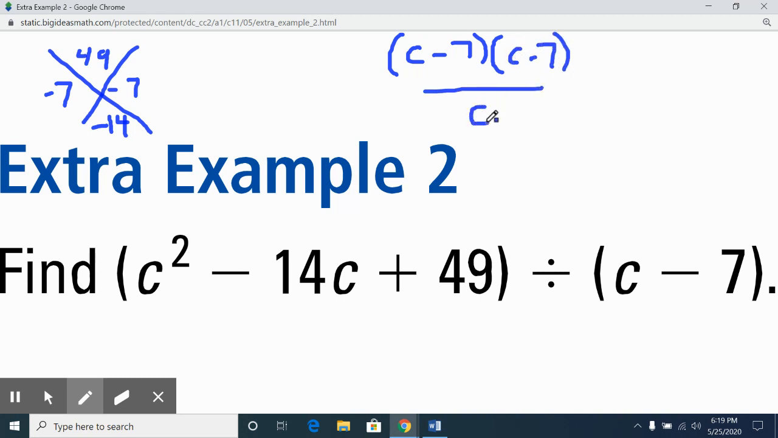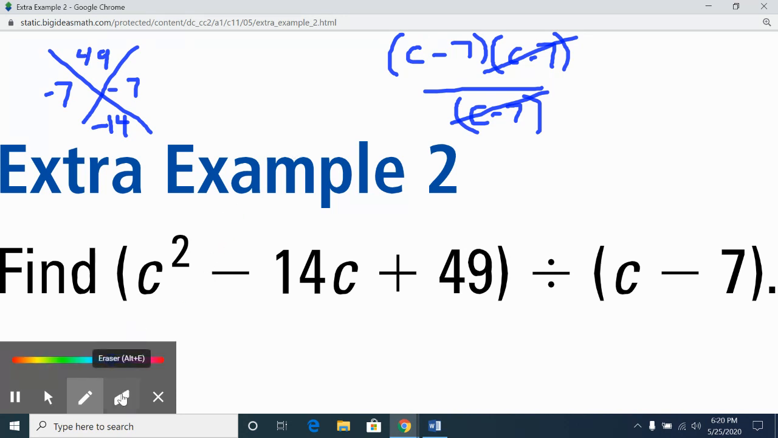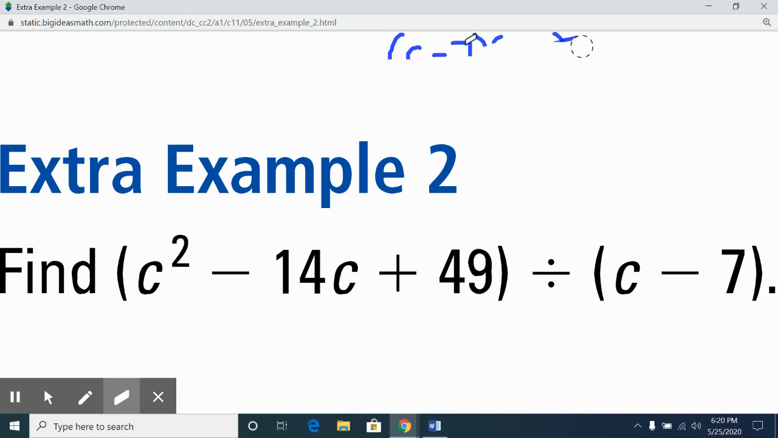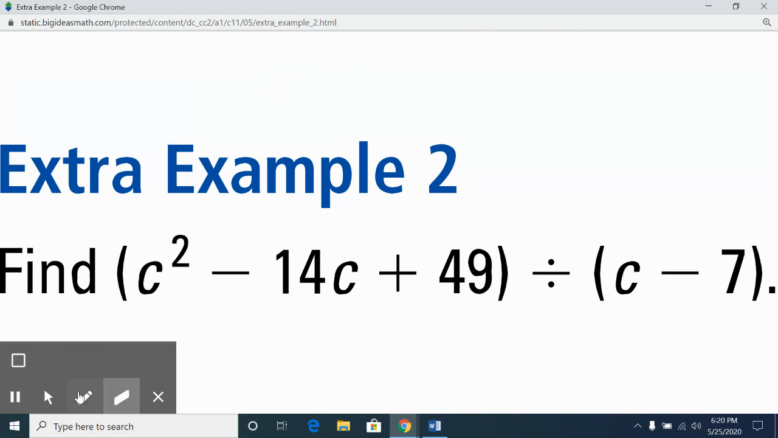And then I'll show you the long division in a minute. But what I'm showing you here is if you can factor and there's no remainder, like there isn't in this problem, what you could do is just cancel out one of the c minus 7s and you have your answer right away. All right, so I would suggest trying that first. But again, sometimes it's not going to work, which I'll show you in the next example. But now I want to show you how we can get that same answer using long division.